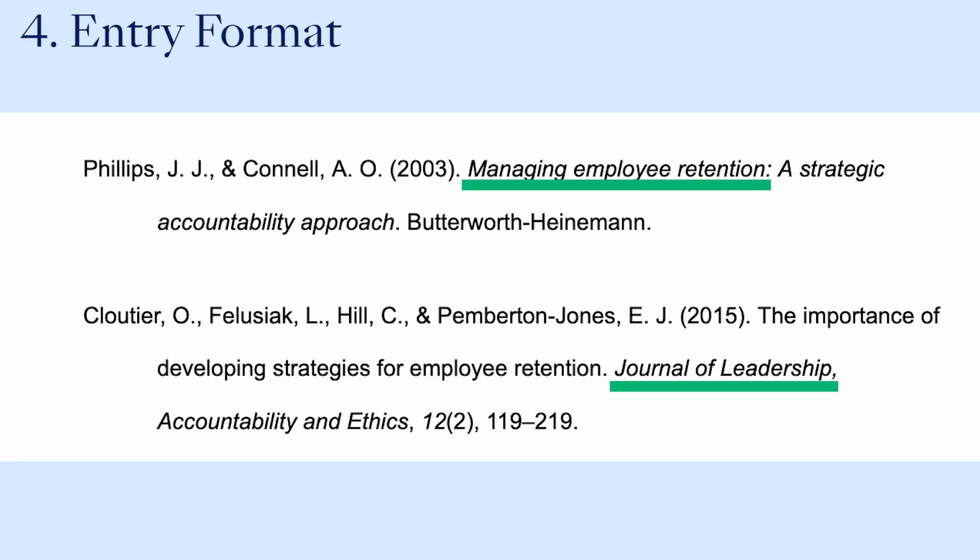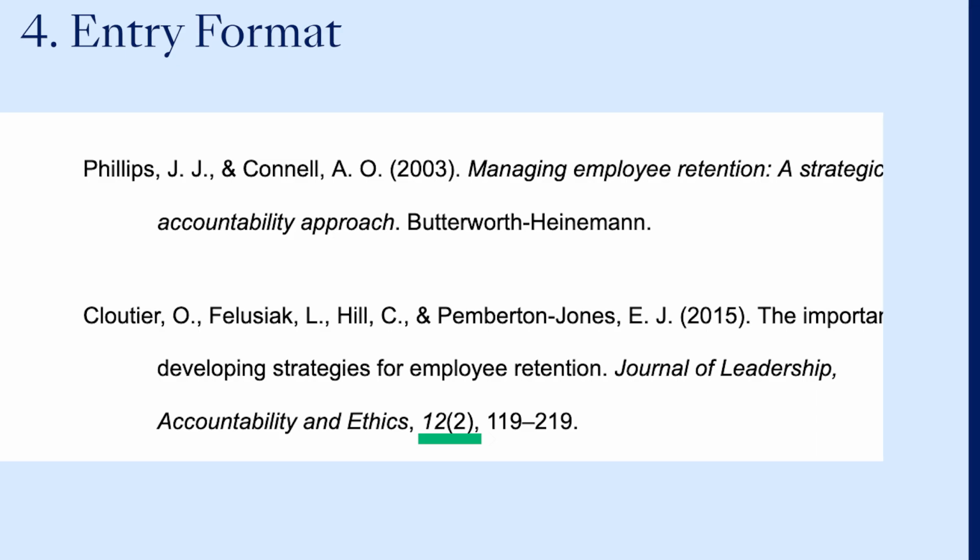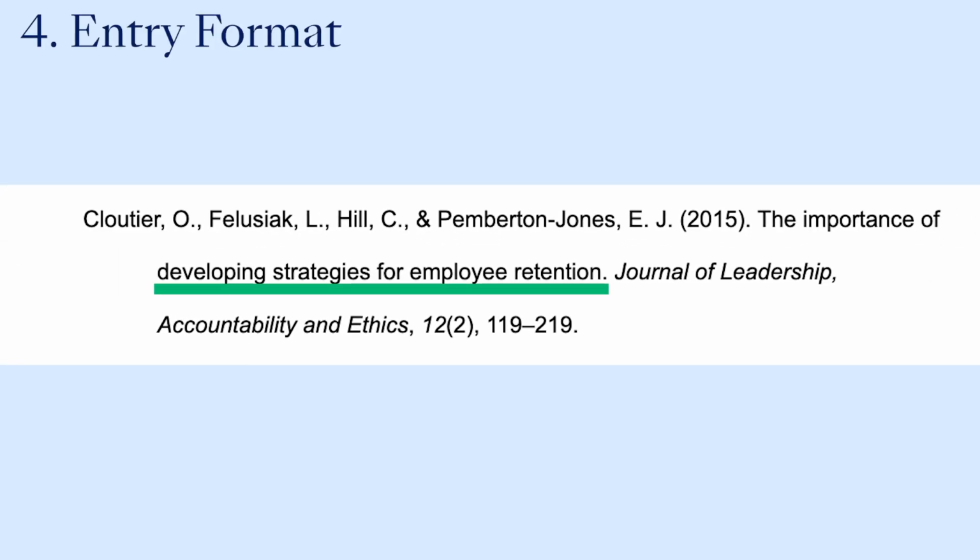Second, italicize titles of standalone works such as books and journals. You'll also need to italicize the volume number when listing a journal article. Third, for shorter works published as part of a larger container volume, such as journal articles or chapters in a book, you don't have to italicize the title. Note too that you don't have to put them in quote marks like in other referencing styles.